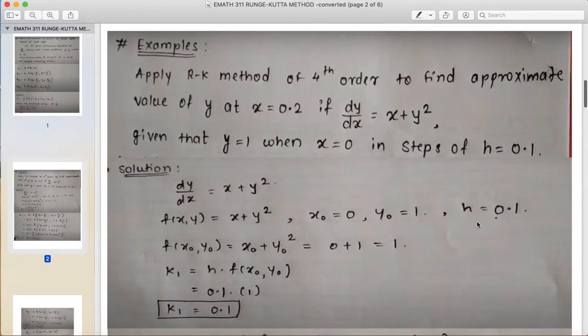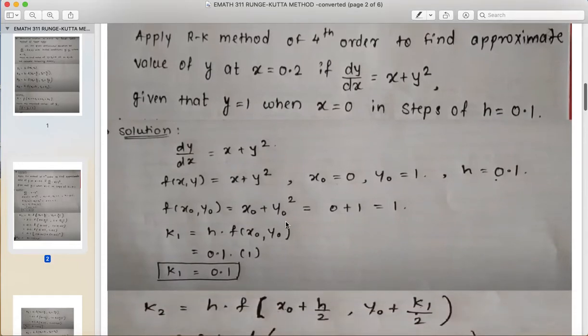So we have the given values, as I've said earlier: x naught is 0, y naught is 1, and h is 0.1. So we just need to substitute, of course. f of x naught, y naught is equal to x naught plus y naught squared, which is 0 plus 1, our value of y naught, equal to 1. So now we need to find the k.